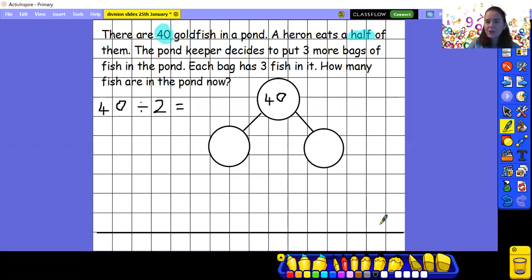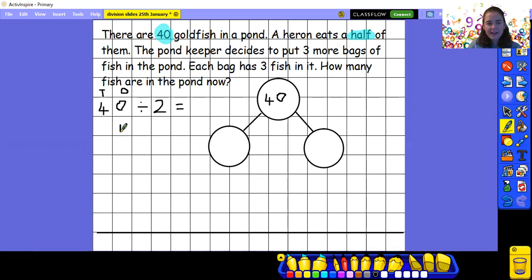I'm going to actually use my understanding of base 10. So have a look at our 40. 40 is made up of 4 10s and no 1s. So 4 10s, how would I draw 4 10s if I was using my base 10?